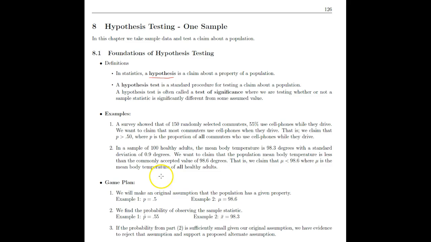The second example: in a sample of 100 healthy adults, the mean body temperature is 98.3 degrees with a standard deviation of 0.9. We want to claim that the population mean body temperature is less than the commonly accepted value of 98.6 degrees. That is, we claim that mu is less than 98.6, where mu is the mean body temperature of all healthy adults. So here's the game plan.